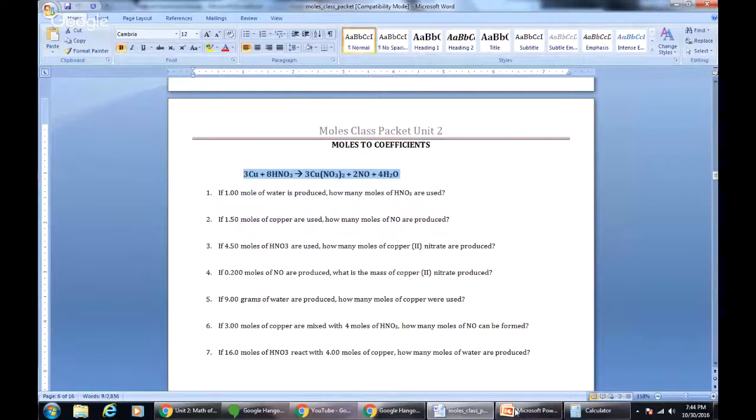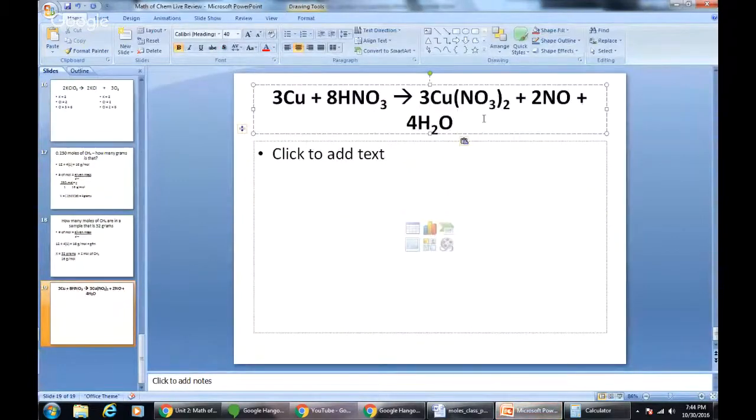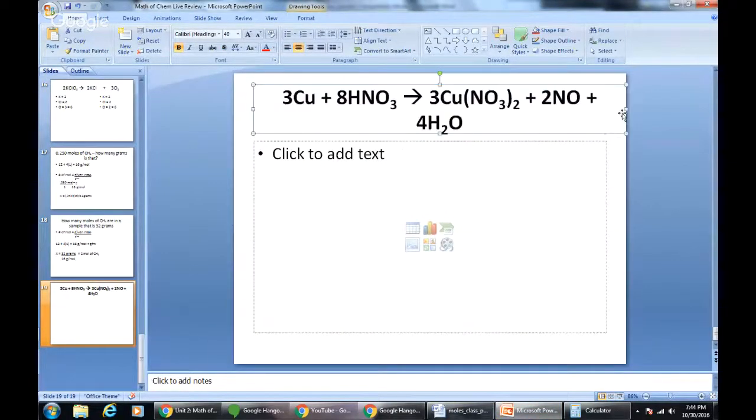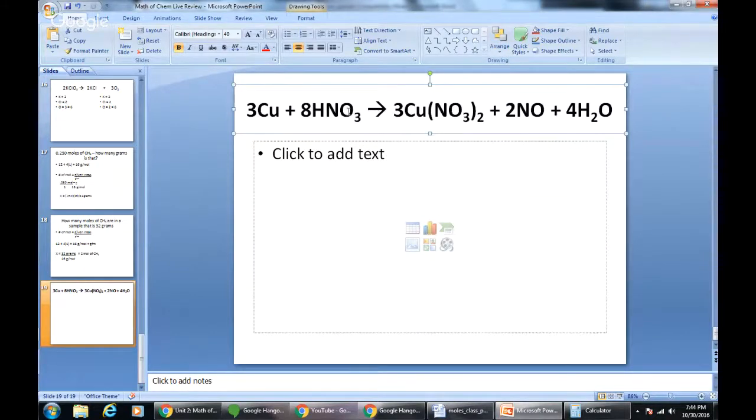All right, so we're given a balanced equation. How do I know it's balanced? I'm assuming it's balanced, but we could do a quick math check here. There are 2 nitrogens, but there's 3 total. So 3 times 2 is 6, plus 2 is 8 nitrogens. Usually nitrogen being balanced means the equation is balanced.